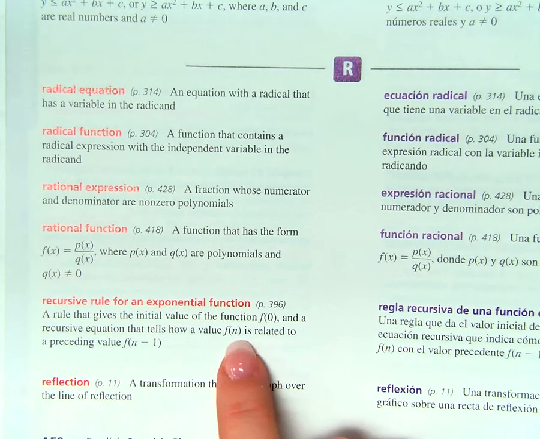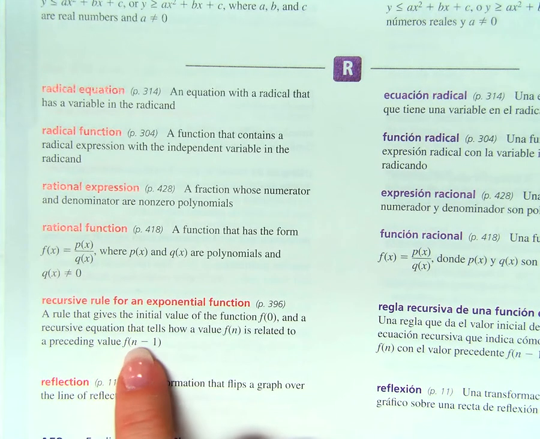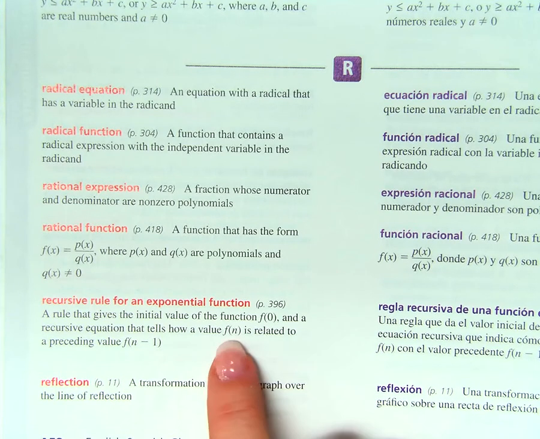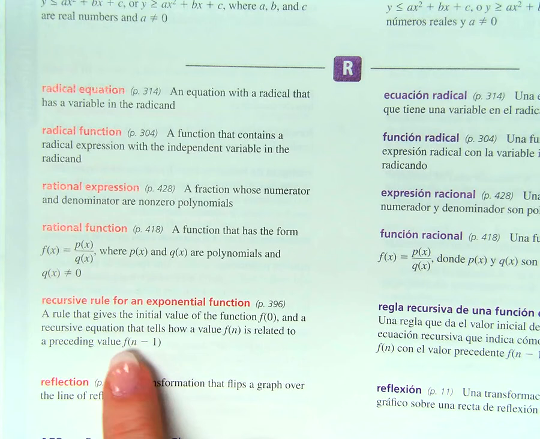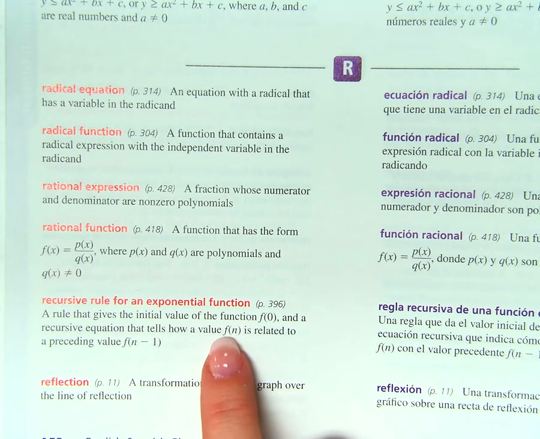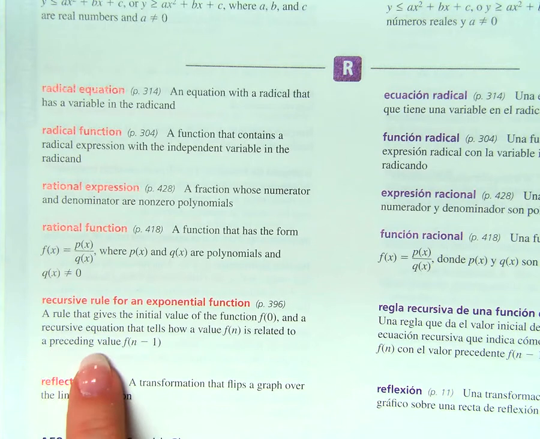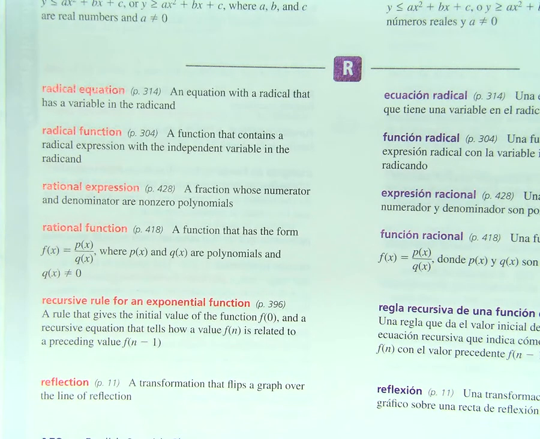Okay. And a recursive equation that tells how a value f of n is related to a preceding value. Well, if I just say f of n, that's just any value, right? N can be any number that I want. Well, then what would f of n minus 1 be? Well, if I'm talking about f of 7, what's this one going to be? What's 7 minus 1? Oh, it's 6. Oh, f of 6. Well, what if this is f of 10? What's this one going to be? F of 9. So it's the one right before it, the preceding value. Does that make sense? Okay.